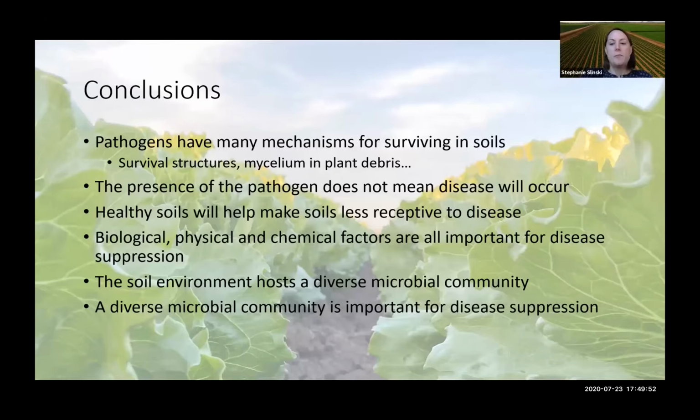Here's some very basic conclusions. Even more succinct is to say that healthy soils mean healthy plants and less disease. This sounds really simple, but of course it's not, especially when we don't know exactly how to quantify a healthy soil in desert agriculture.